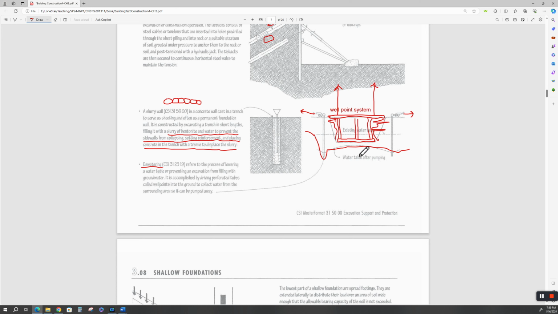Because they don't want the water table to come back up here and try to turn this into a boat and float it. Much like a swimming pool, when you dewater one, if you don't have plugs in the bottom of the swimming pool, you run the risk of popping your pool up because of the water table. All right.